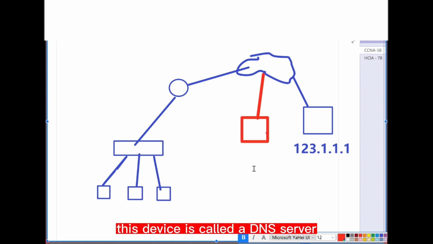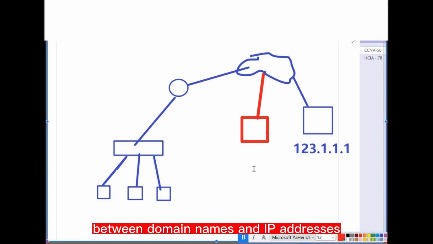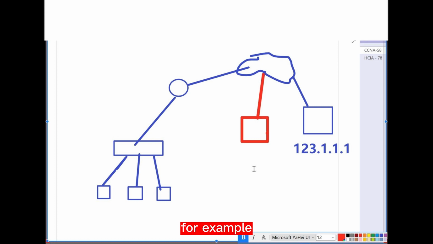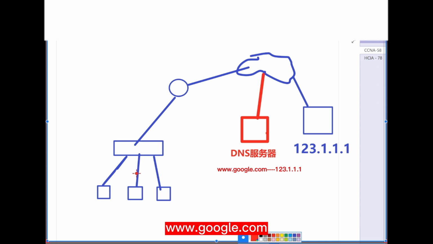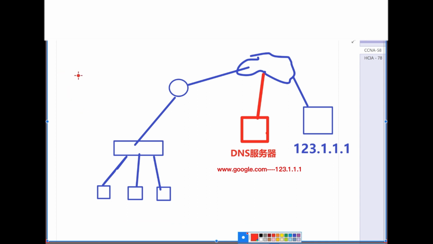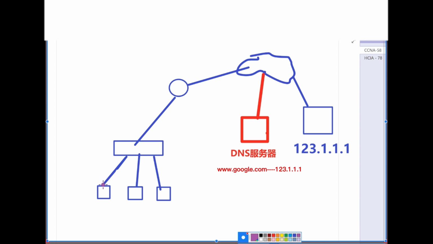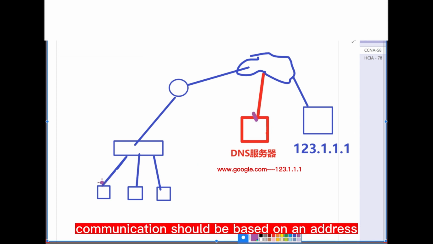Across the public network, there will be other devices designed to help us do other things. This device is called a DNS server. This server will store a lot of correspondence between domain names and IP addresses. For example, www.google.com has the corresponding address 123.1.1.1. Normally, when you visit Google, you use the domain name, for example, ping www.google.com. Ping is given a domain name. But logically, communication should be based on an address. You can't communicate with a domain name.